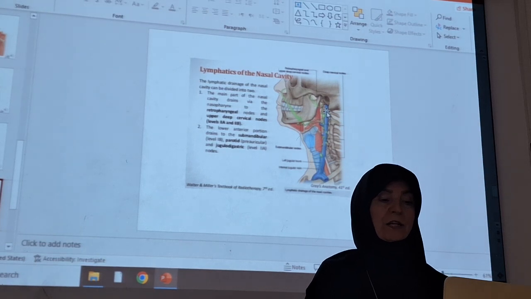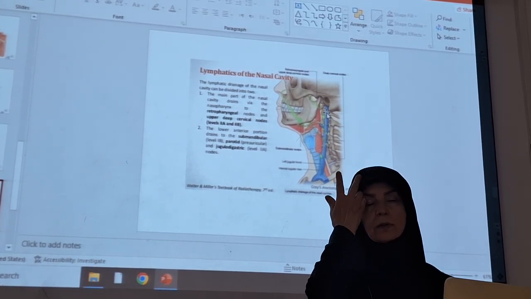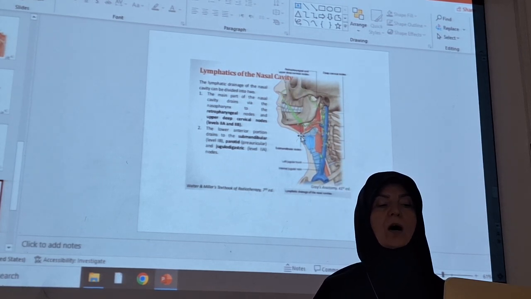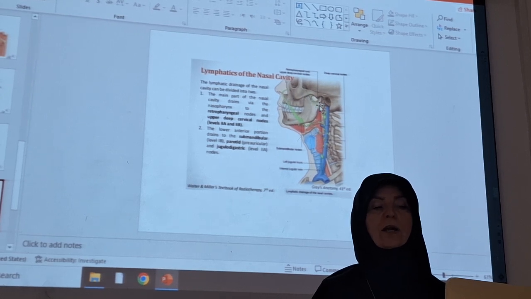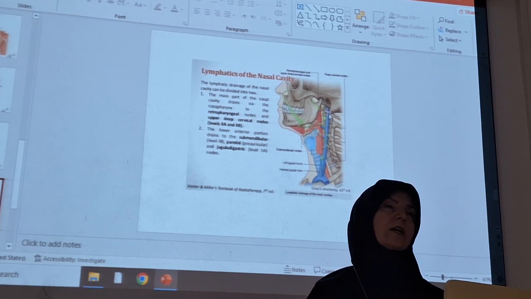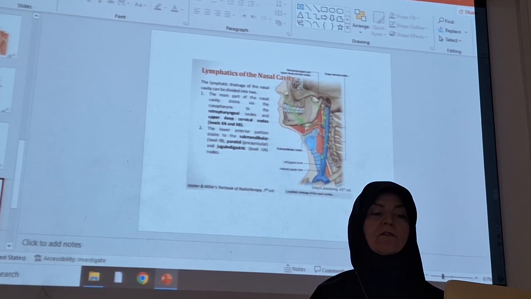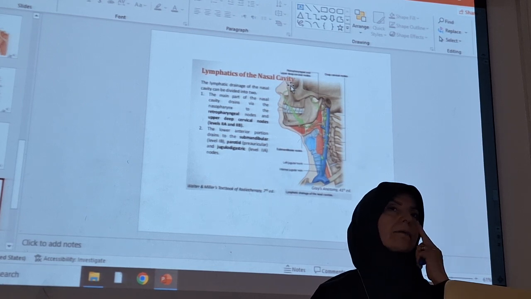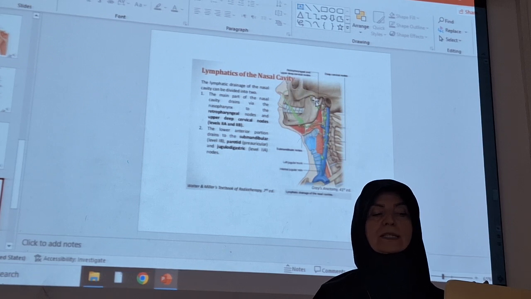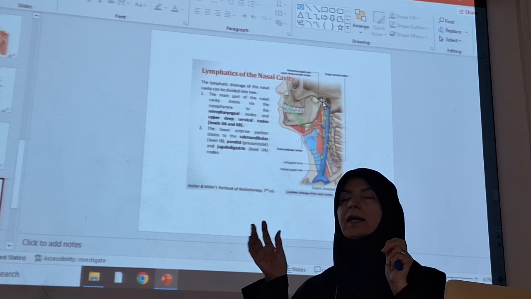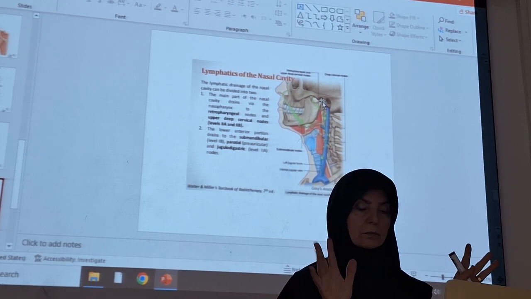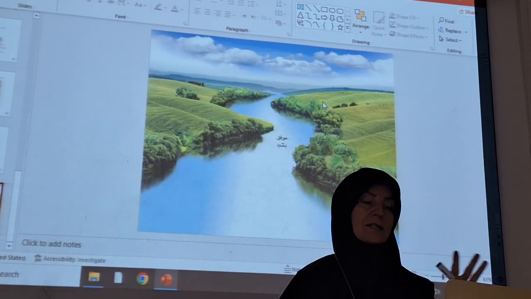So the nasal cavity finishes with the lymphatic nodes. The lymphatics of the nasal cavity anteriorly are going to drain to the submandibular lymphatic node, and posteriorly they are going to drain to the deep superior cervical lymphatic node. So remember, anteriorly they drain to the submandibular lymphatic node, and posteriorly they drain to the superior deep cervical lymphatic node. It is enough. Nasal cavity finished.